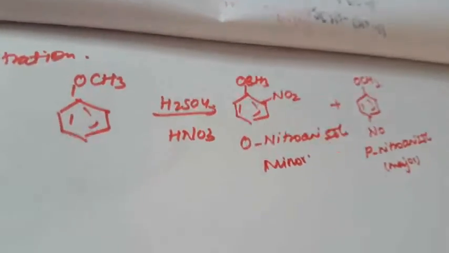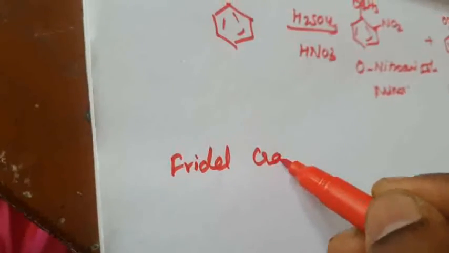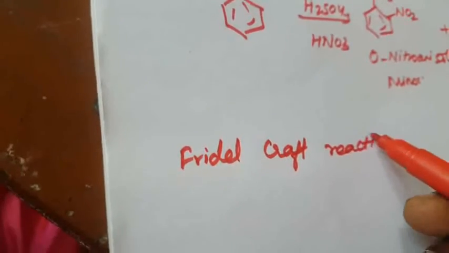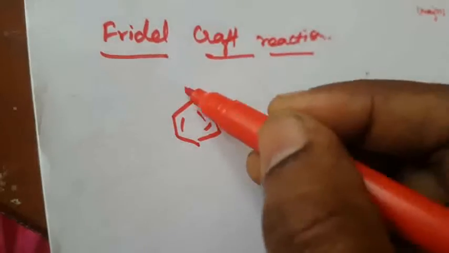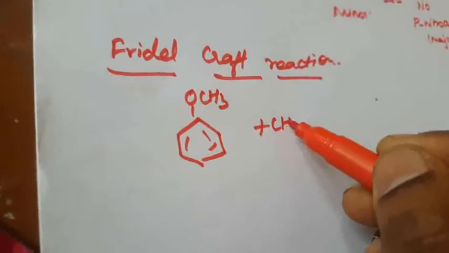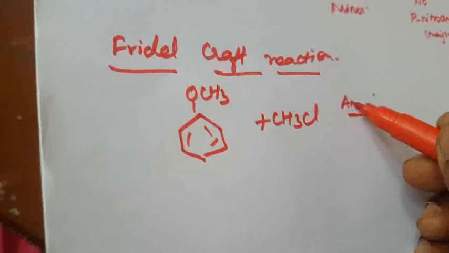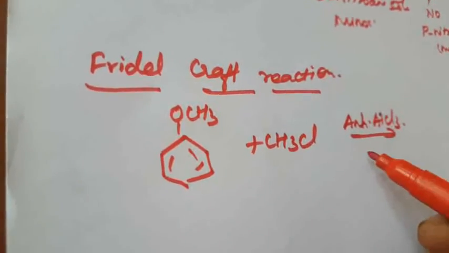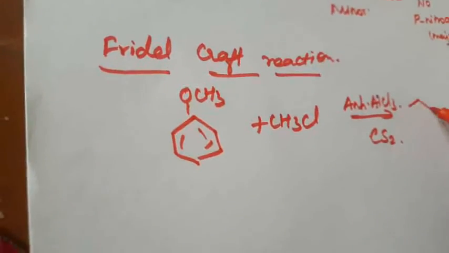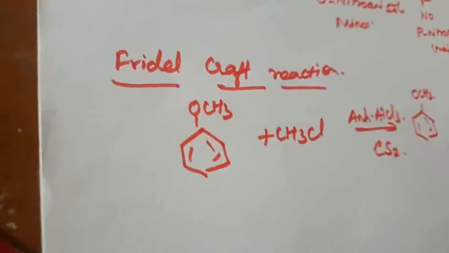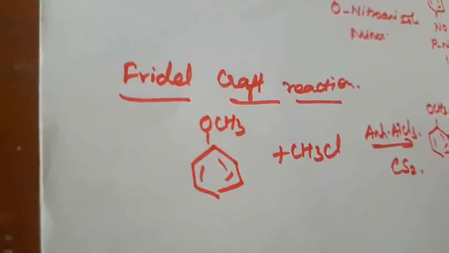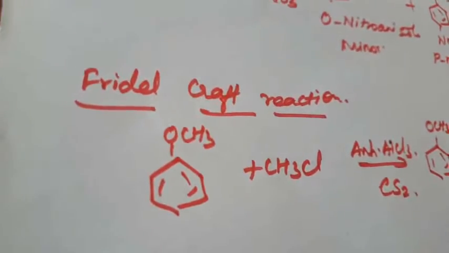So next one is the Friedel-Crafts reaction. We have already studied it last year. What is the Friedel-Crafts reaction? When anisole, OCH3, reacts with methyl chloride, CH3Cl, in the presence of anhydrous aluminum chloride in carbon disulfide, it again gives ortho and para products. This is CH3, methyl anisole, methoxy toluene.